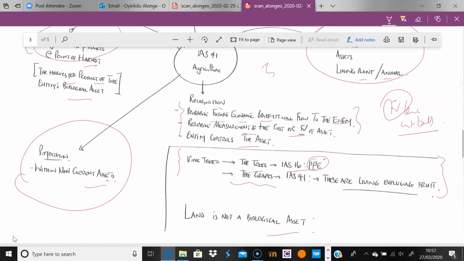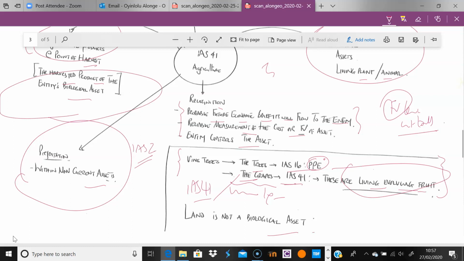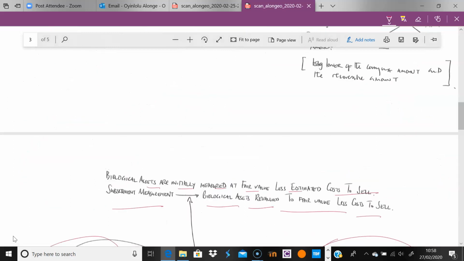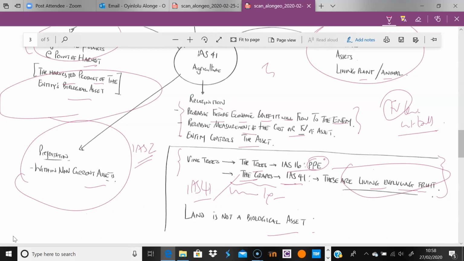But the grapes, because they're there for many years and evolving from one year to the next, a bit like sheep, but just trees, are a living, evolving fruit. So these will come under the valuation process of IAS 41 until they become harvested. And once they are harvested, they become IAS 2 inventory. So that's the key principle. Those are the key principles there. So I think it's remembering that, but that's IAS 41.